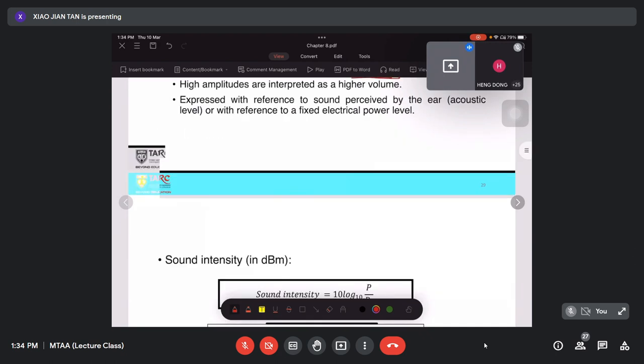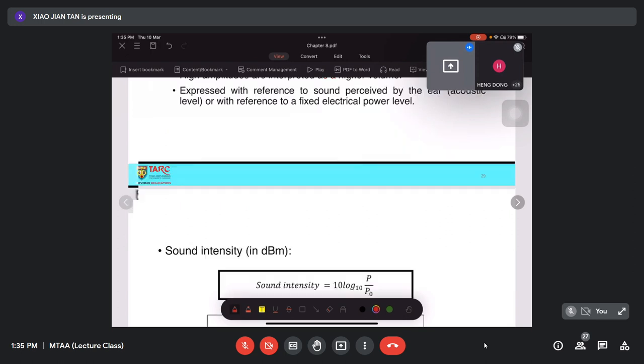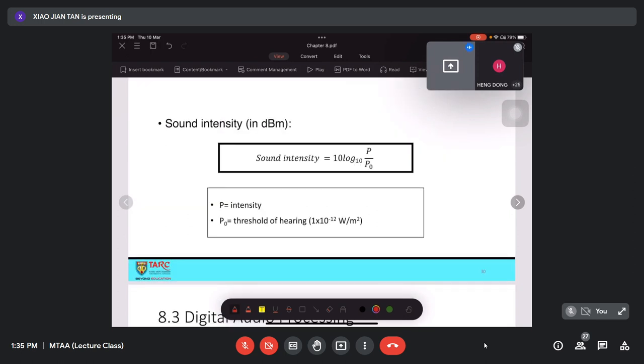Because the volume is actually talking about the energy flow, that is why in the video player, you can tune it to make it higher in amplitude by supplying more power. Okay. So sound intensity in dBm, this would be the formula. P would be the intensity and P zero would be the threshold of hearing.